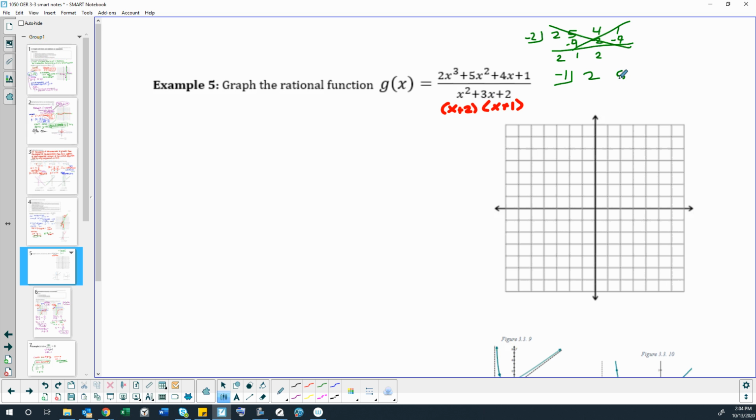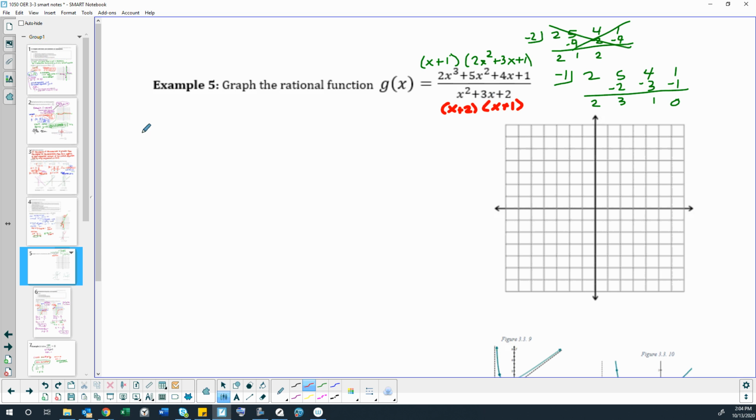So 2, 5, 4, 1, 2, -2, 3, -3, 1, -1. Aha, we found it. Okay, so far in our numerator, because we did this and it worked, we know we have an x plus 1. That's going to give this graph a hole. And then left over is what we've got here, which is 2x squared plus 3x plus 1. So now we can see if that factors.